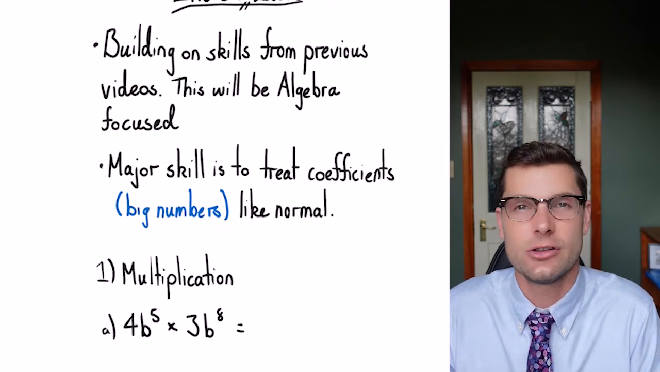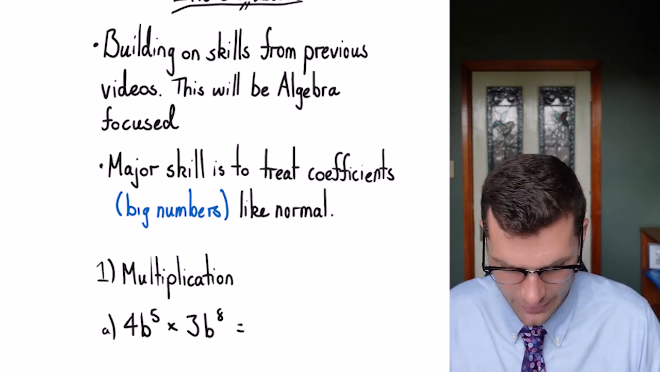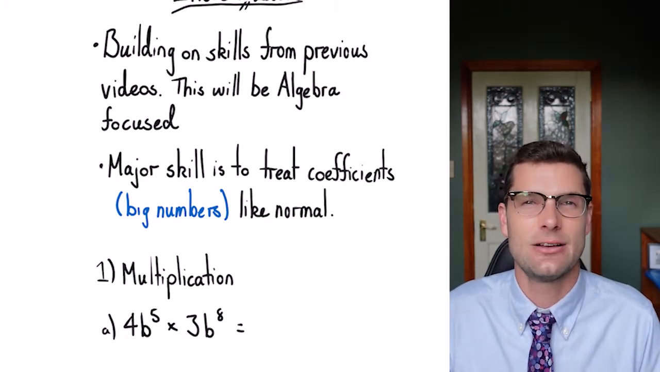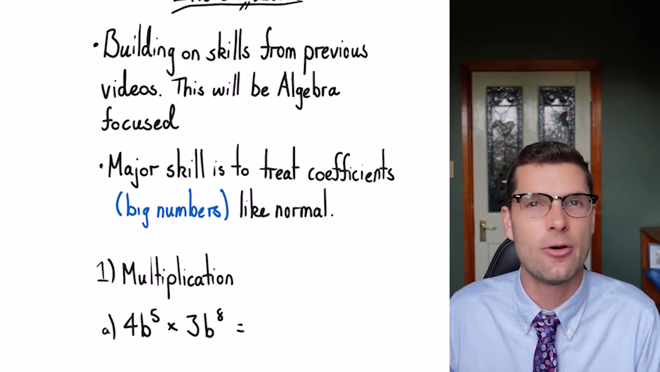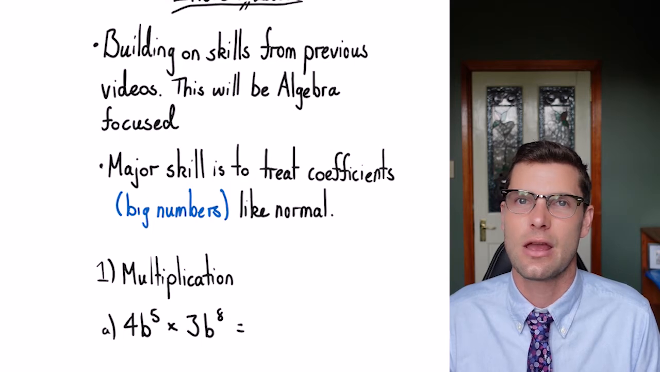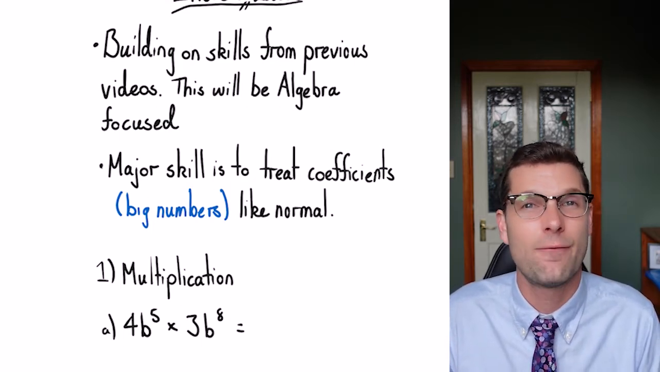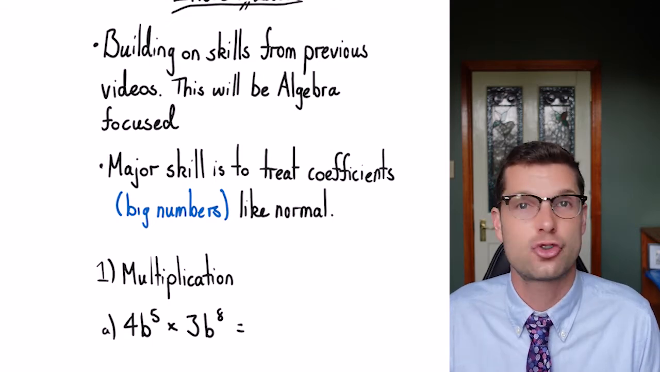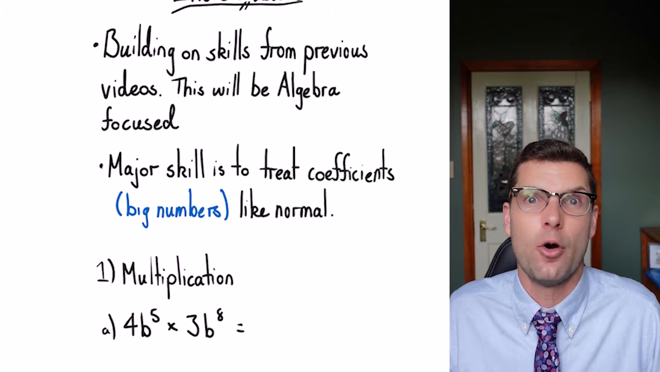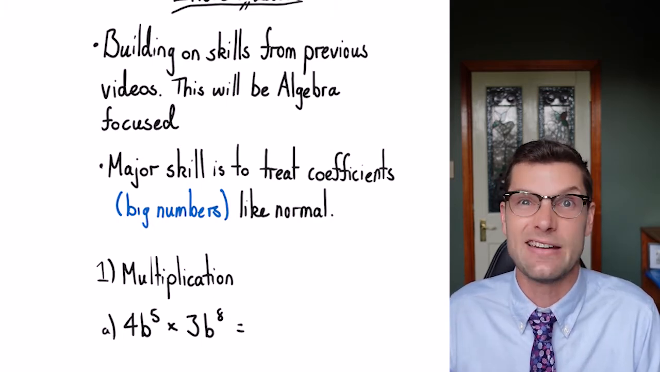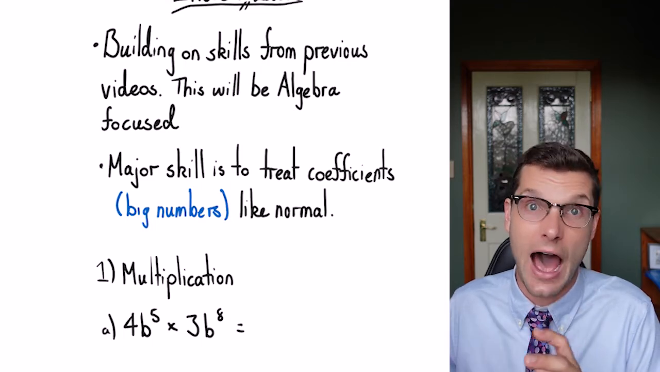This is what's most likely going to happen in your tests at school, so it's a really good place to start. The major skill here is that we are treating our algebraic terms with the powers like we normally do, but with the big numbers or the coefficients out the front of every algebraic term, we're just treating them like normal numbers. Ignore everything else. So we're performing really basic maths on these big numbers, and the algebraic index notation is the hard part of these.